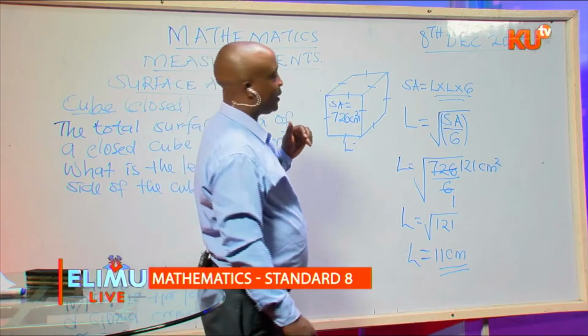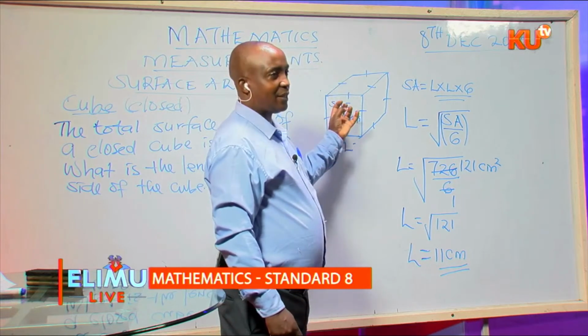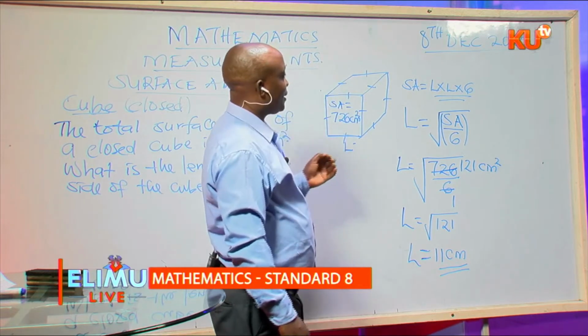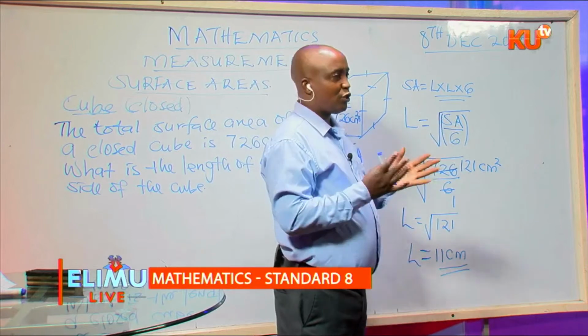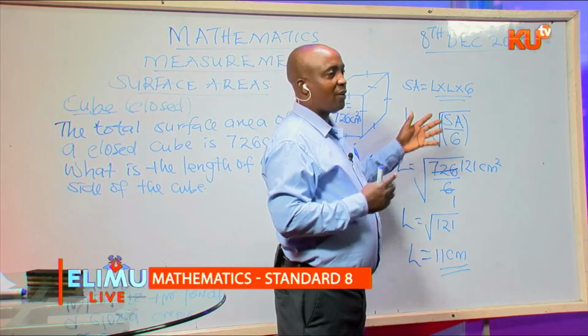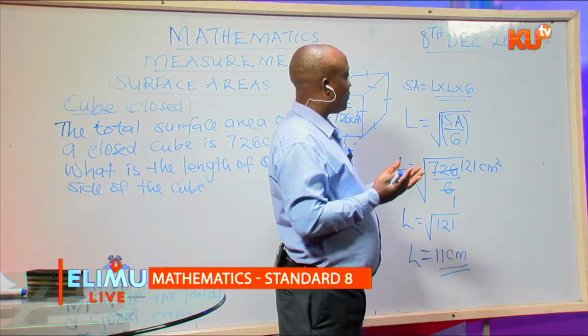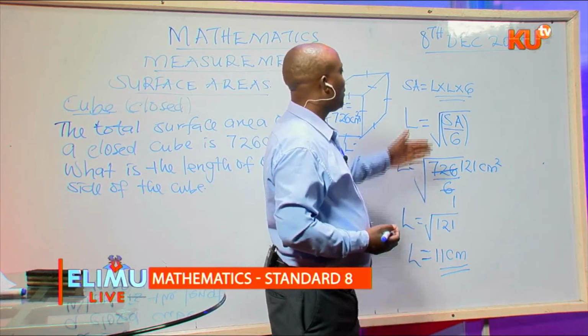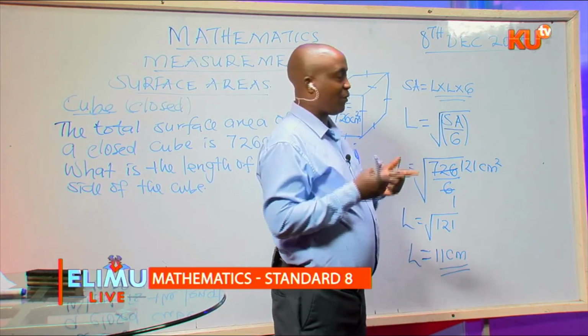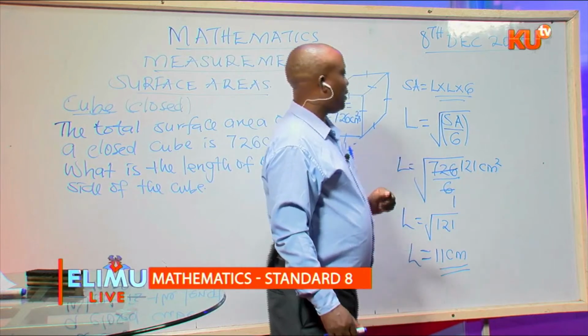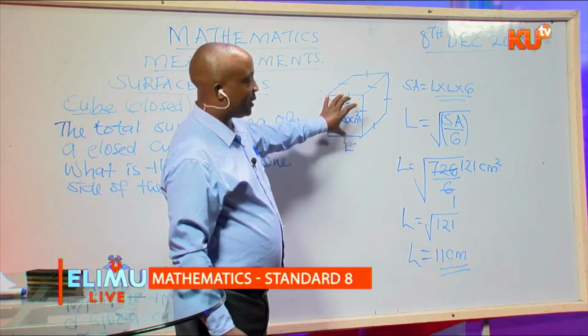Why do we divide by 6? We have said all the 6 faces have the same area. So the surface area given is the total area of all the faces, which are equal. So you divide by 6 to get the area of one face. So when you divide, you are going to get the area of one face.